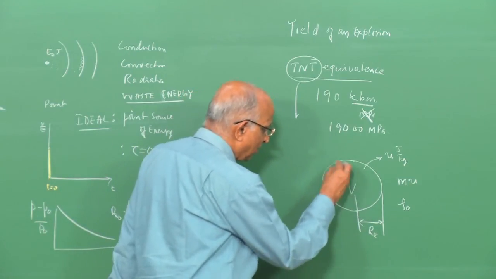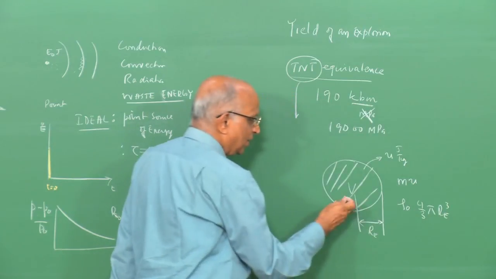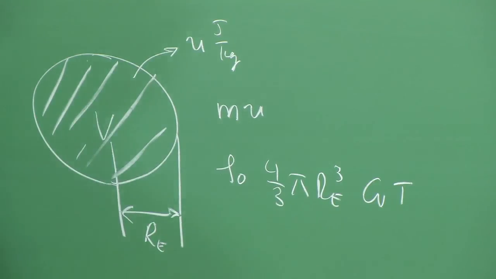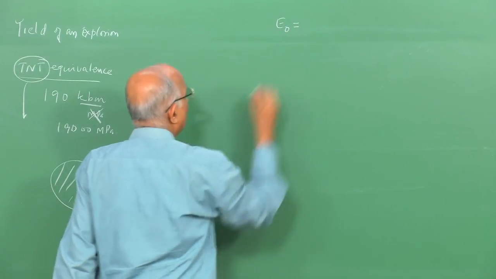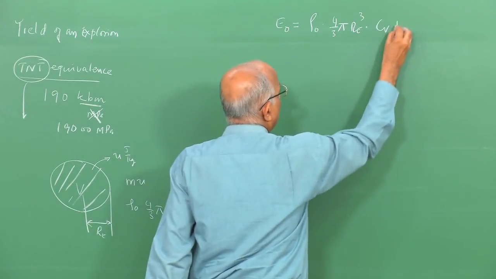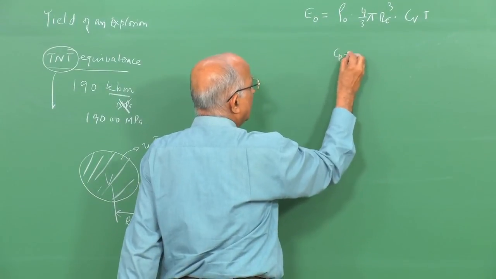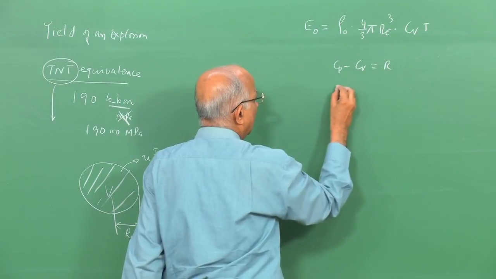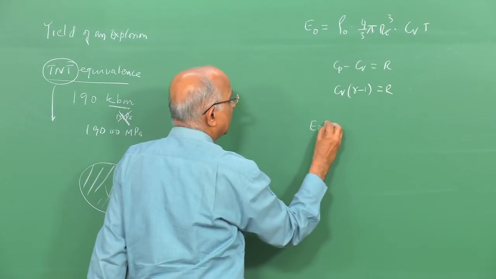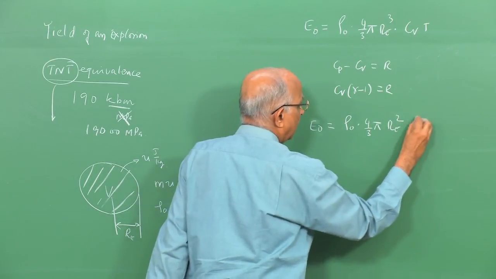Therefore, the volume of this spherical vessel whose radius is RE is equal to 4 upon 3 pi RE cubed, and into the density it is the mass, into U, and what is U? Cv into T. Therefore, the energy which is available in this source is equal to rho 0 into 4 upon 3 pi RE cubed into Cv into the temperature of the gas. We have been looking at Cv earlier. We said Cp, specific heat at constant pressure, minus Cv, specific heat at constant volume, is equal to R. Taking Cv outside, I have gamma minus 1 equal to R over Cv. Therefore, I can write Cv is equal to R over gamma minus 1, and therefore the energy is equal to rho 0 into 4 upon 3 pi RE cubed into R divided by gamma minus 1 into T.